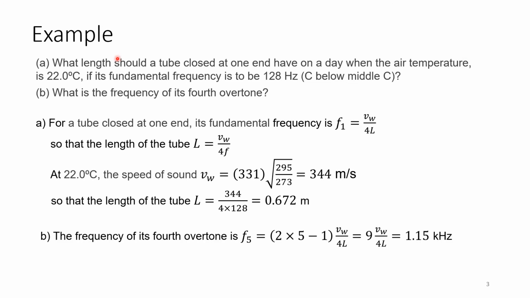For part B, the frequency of its fourth overtone is f5. Please note that's 5 here. Of course, the fundamental frequency is f1. So f5 equals (2 times 5 minus 1) times the whole thing, and we get 1.15 kilohertz.